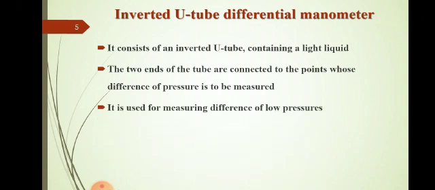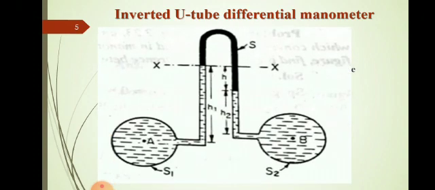And it is used for measuring difference of low pressure. So when the pressure is low, then we can use an inverted U-tube differential manometer for finding out the difference in pressure. So this is how the manometer will be connected. It is inverted in position as compared to the previous manometer.